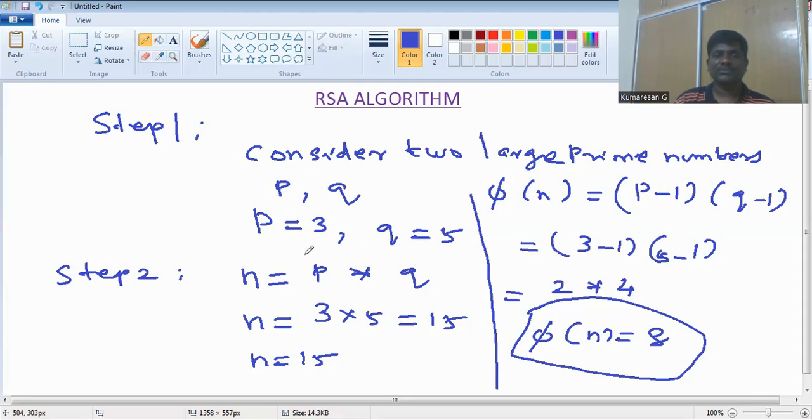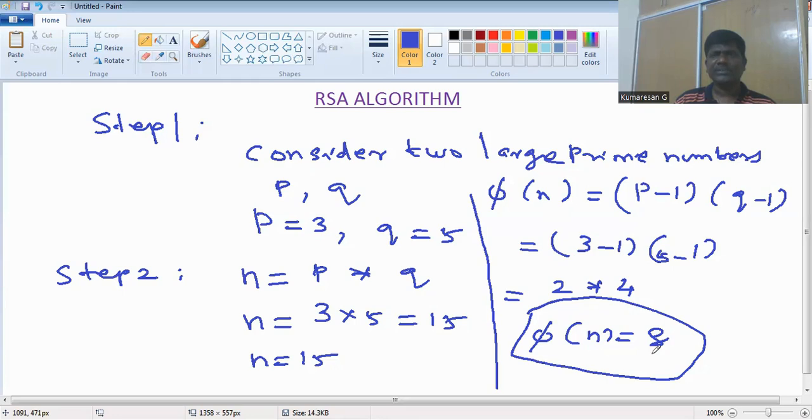So here we chose p equal to 3 and q equal to 5, and step 2 is n equal to p into q. Multiplying these two prime numbers, we get n equal to 15. After finding n equal to 15, we need to find Euler's quotient function. So pi of n equal to p minus 1 into q minus 1. We already know p and q, so 2 into 4, 8. So the pi of n value is 8.